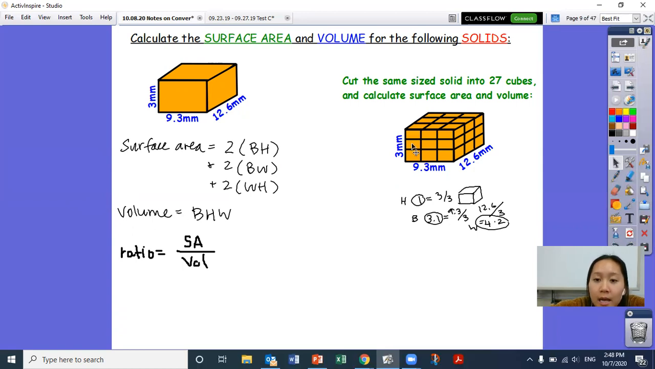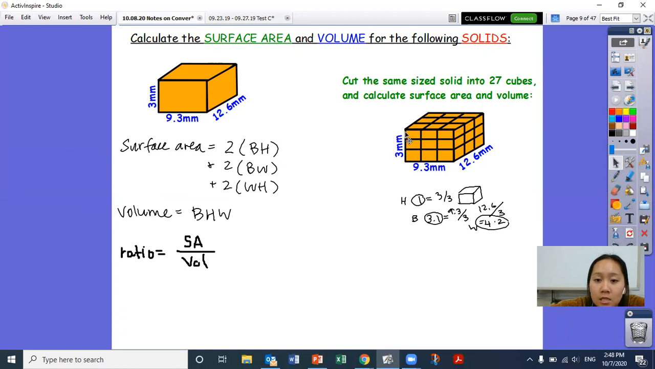Okay, so I'm going to ask that you calculate your surface area for this cut up cube, right? I'm going to give you a hint. It's going to be a much larger number than the surface area you found here, because now each little cube has 6 sides that you have to consider, right? Each side is divided by 3.